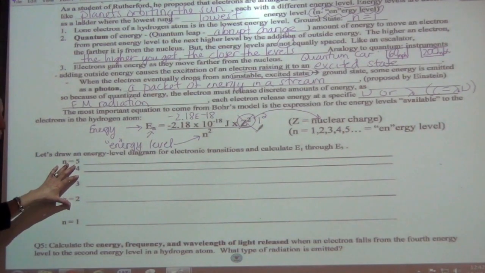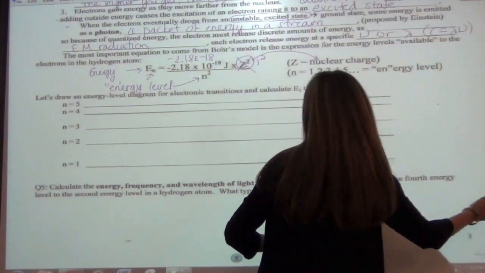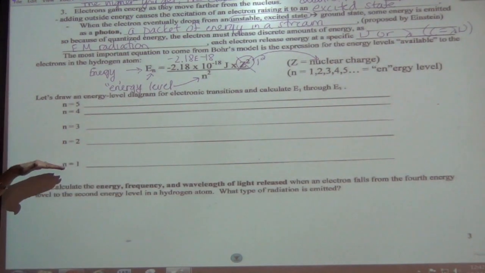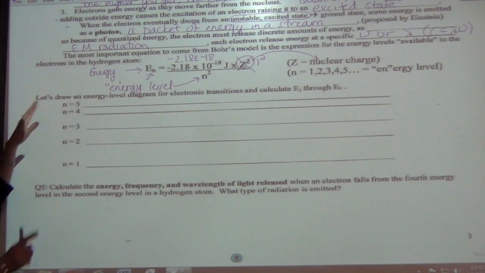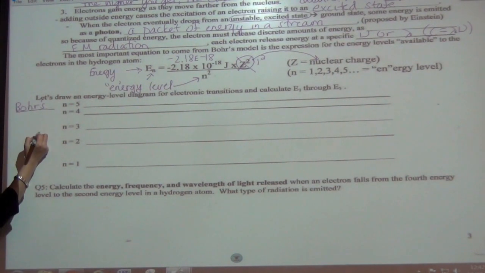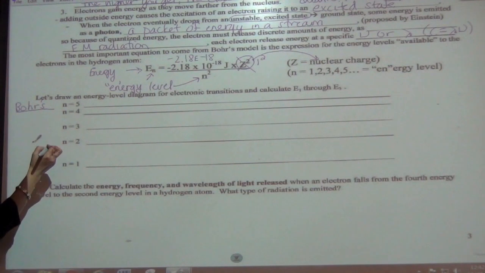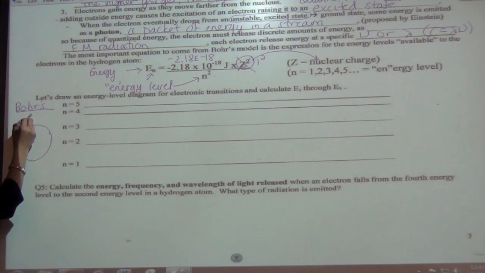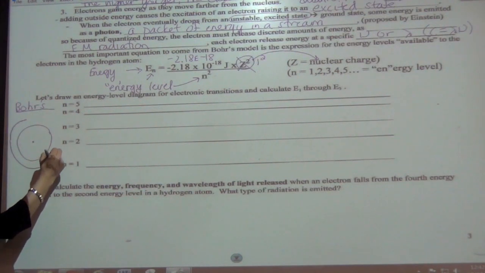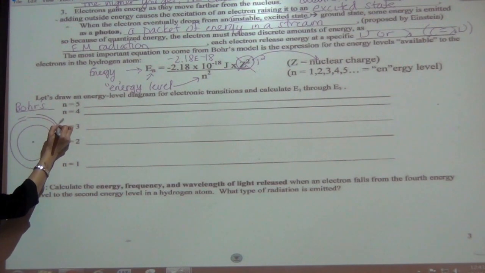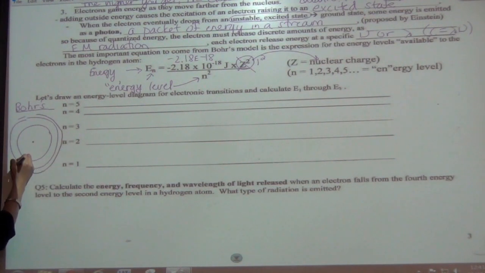So let's try this. It says that we want to calculate the energy of the electronic transition of an electron from 1 to 5. Before we do that, let's draw Bohr's model real quick. We're going to draw a nucleus, and then around the nucleus, we're going to draw some energy levels. That's our first energy level. The second one's a little bit closer, so it's not as far as the first one. The third one is going to be even closer. So this would be our third energy level.